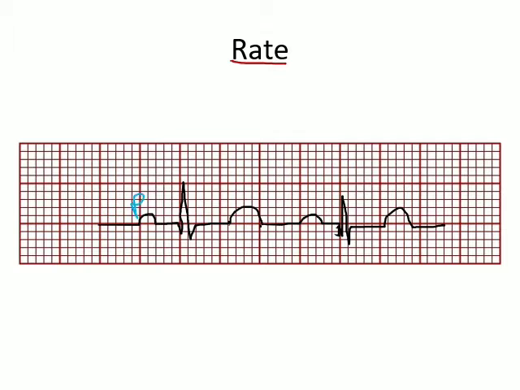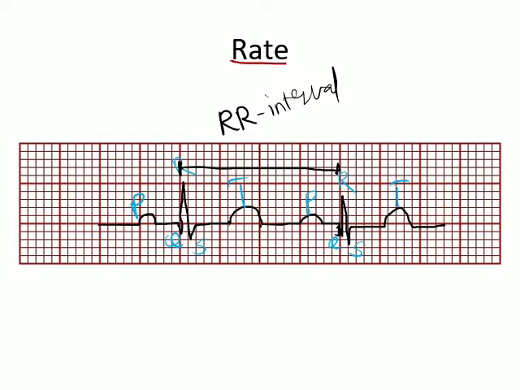This is a P wave, this is a QRS complex, and this is a T wave, and similarly this is a P, this is a QRS complex, and this is a T wave. Now what I want you to focus on is this interval from the R wave of one ECG to the R wave of the next ECG. That is called the RR interval.